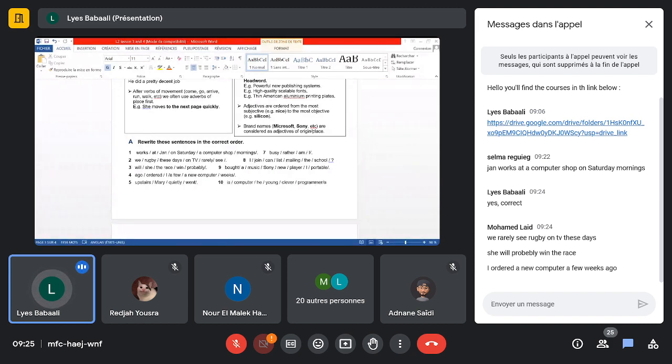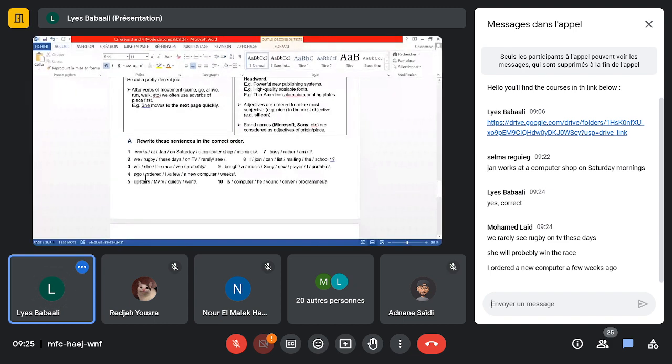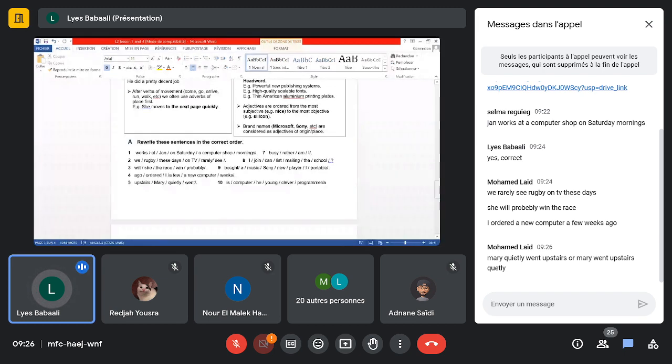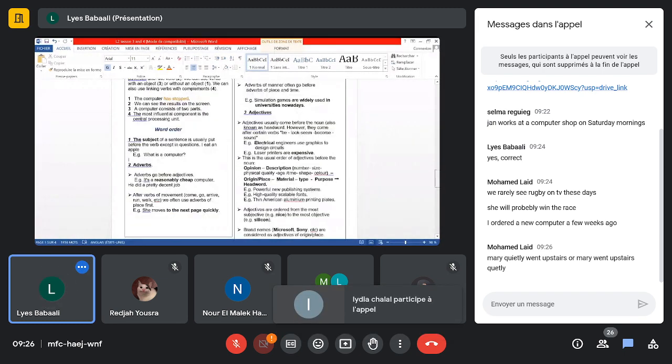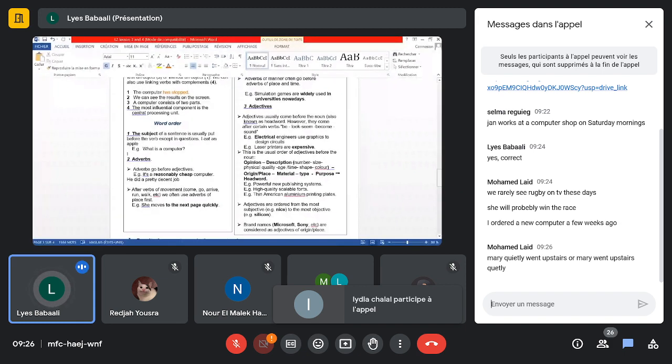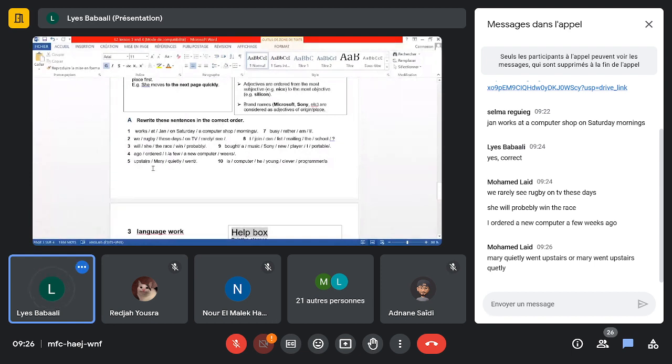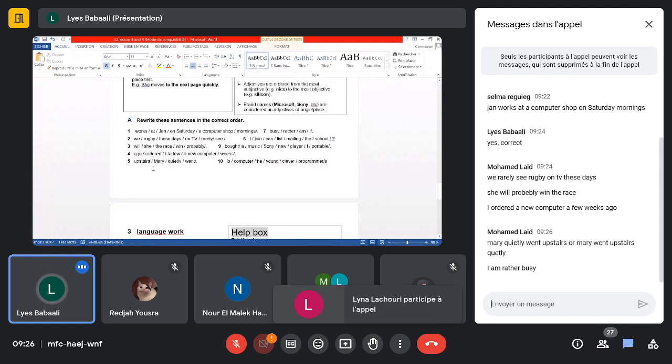So she will probably win the race. Yes. What else? I ordered a computer a few weeks ago. Mary quietly went upstairs. Or we can say Mary went upstairs quietly. But there was a rule for this. It says that adverbs are usually preferred to go before adjectives. So here we have to say that Mary. No, there's no adjective here. I'm sorry.